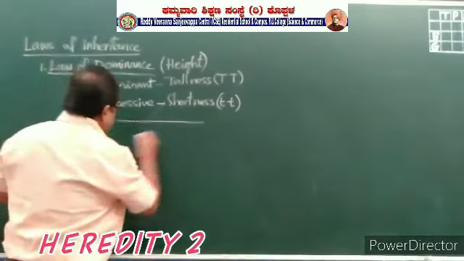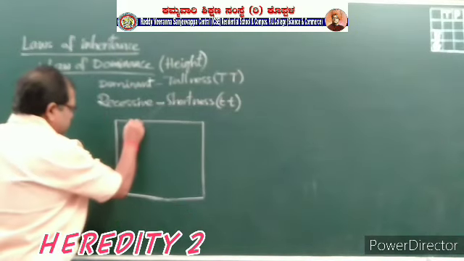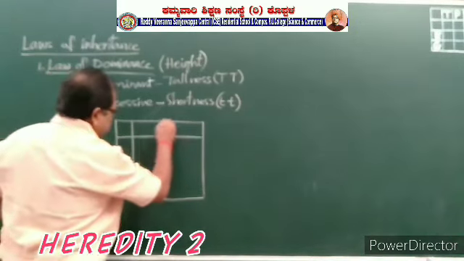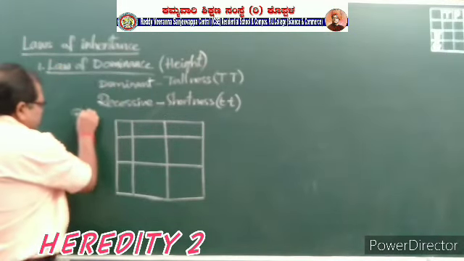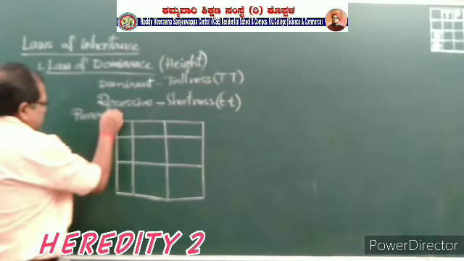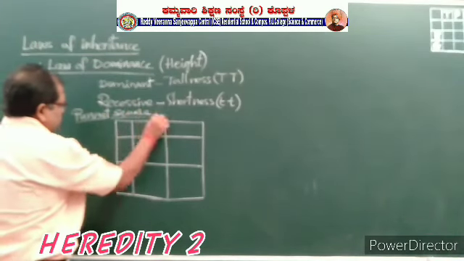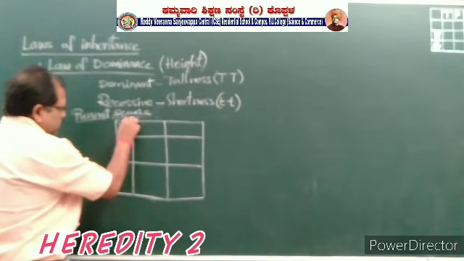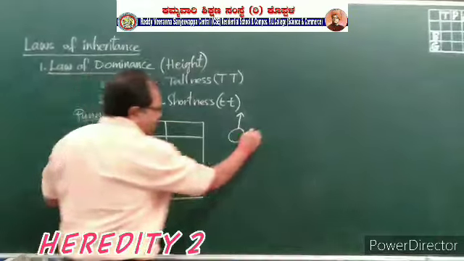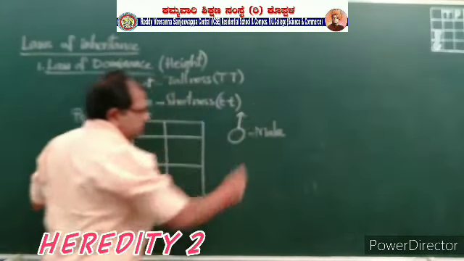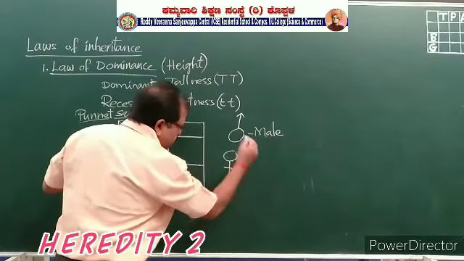Okay, let us see that. We should go for the Punnett square. This is called a Punnett square. When a circle with an arrow mark is given, this is the male. You must remember this. And a circle with a plus mark below it, this is female.